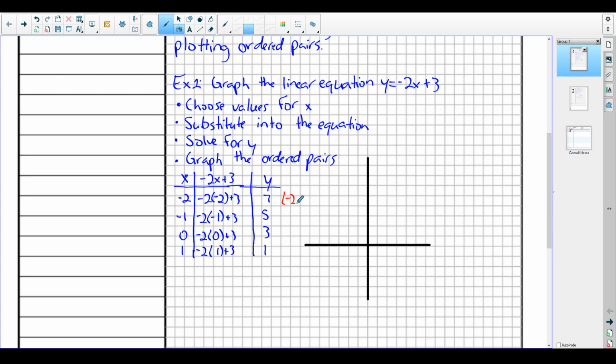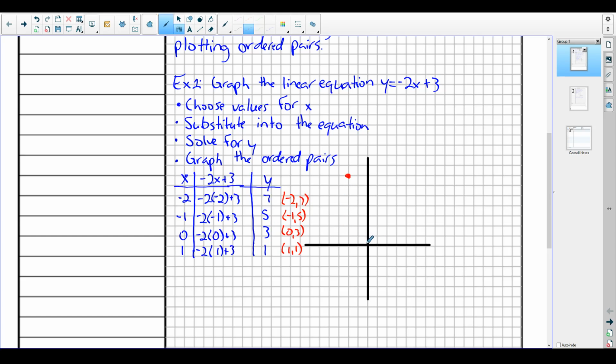This is -2, 7, -1, 5, 0, 3, and 1, 1. Okay. So if I want to plot -2, 7, -2 means I'm going to go to the left 2. And if y is 7, we're going to go up 3, 4, 5, 6, 7. Let me see. 1, 2, 3, 4. Okay, I counted that right.